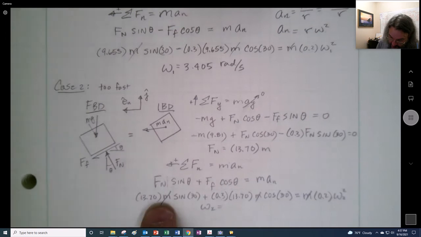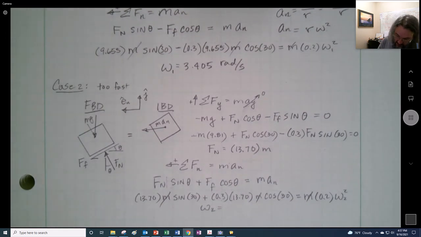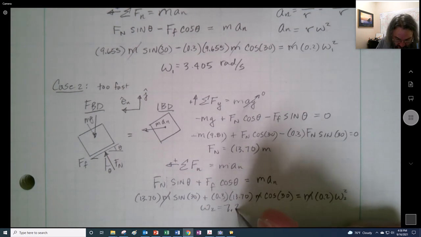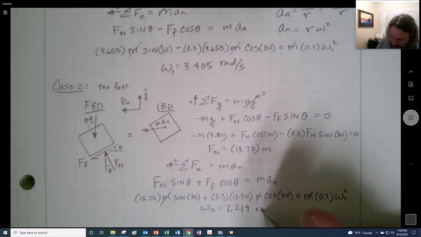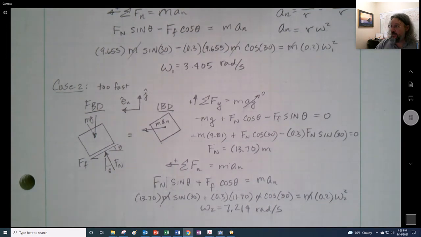So let's do it. We have 13.7 times the sine of 30, and then 13.7 times 0.3 times the cosine of 30. This time we add them together, then divide by 0.2, and take the square root. We end up getting 7.214 radians per second, and that matches up with the other solution to this, yes.